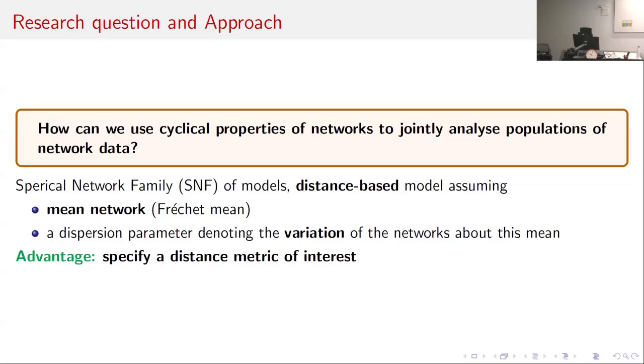The reason for considering this model is because it's very flexible. It's distance-based, and you can specify a distance metric of features depending on the application that you have, and make inferences for the population with respect to the property that you're interested in. However, it comes with a challenge, and this is the normalizing constant, which is intractable. I will show you later how the normalizing constant looks for this model, and I will discuss how we deal with this too.